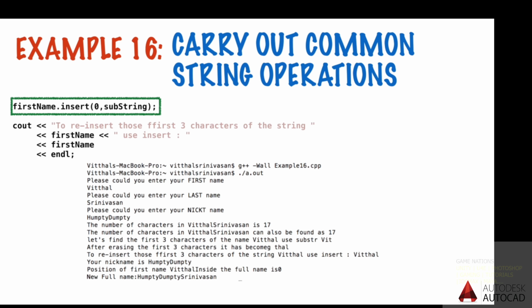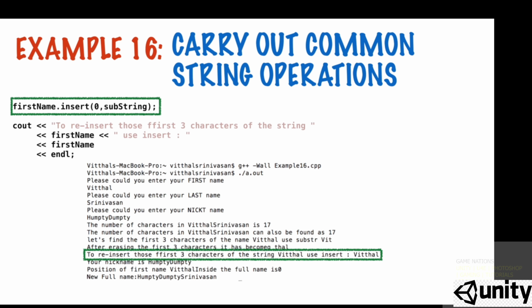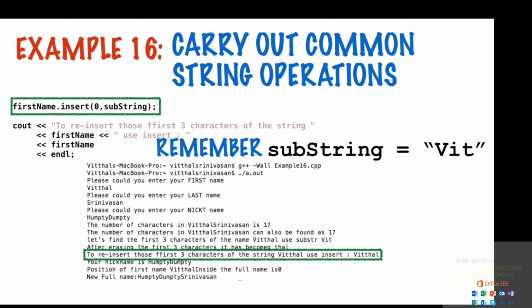So let's reinsert the substring which we just deleted at the start of the first name. Having done this, we will get my original name back. Why did this happen? Well, remember that we used the substring function to get the first three characters of my name. We then used the erase function to delete the first three characters of my name. And we then used the insert function to reinsert those first three characters at the start. That left us back with my original full first name.